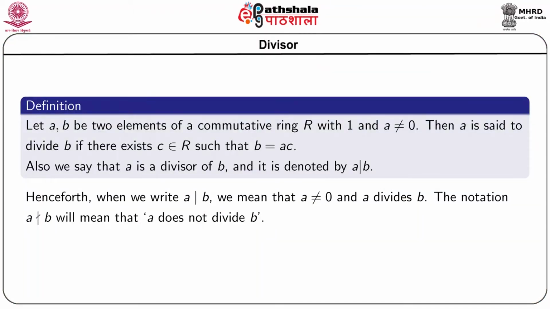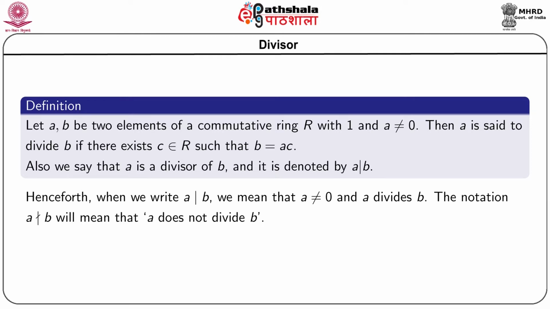Let R be a commutative ring with 1 and a, b be two elements of R. Also assume that a is non-zero. Then a is said to divide b if we have an element c in R such that b is a multiple of a, that is b equals ac. Also we say that a is a divisor of b, and it is denoted by this symbol.